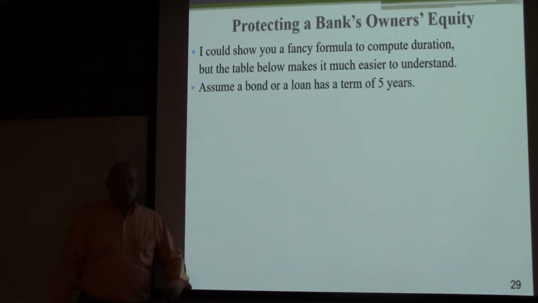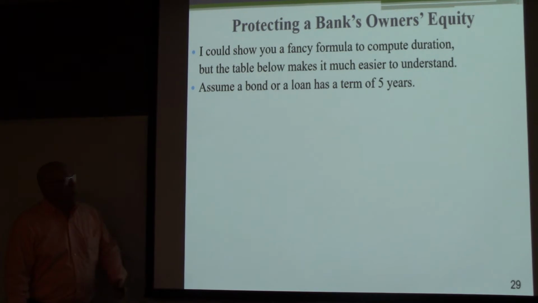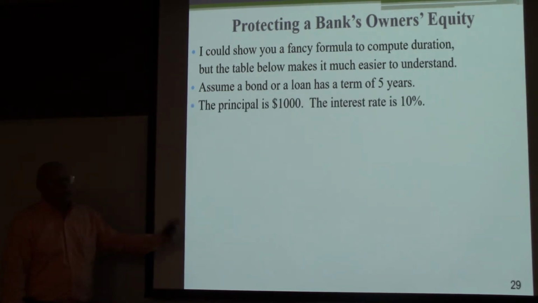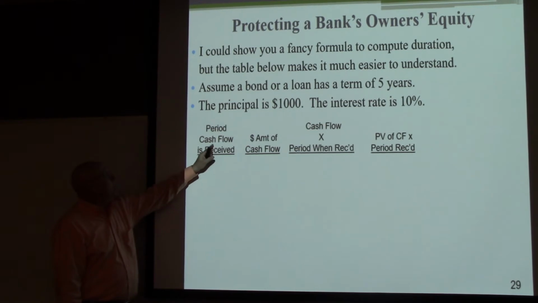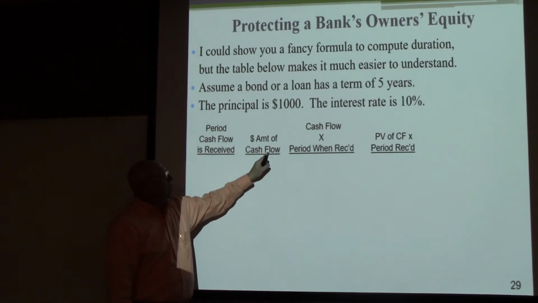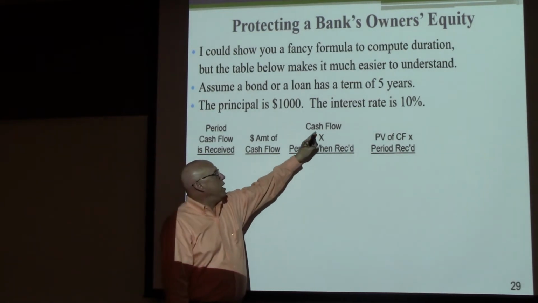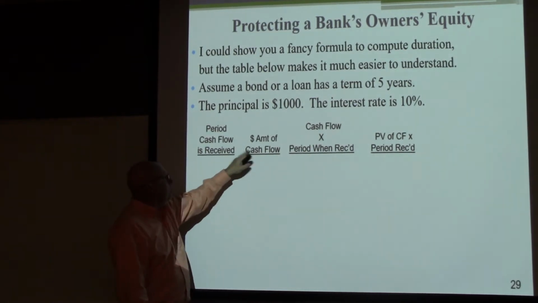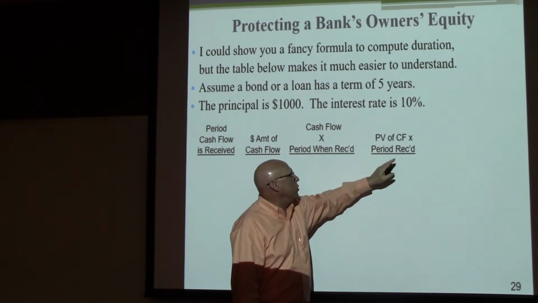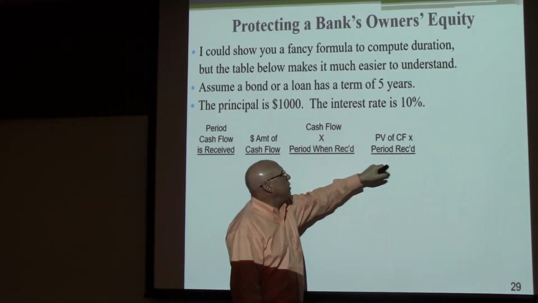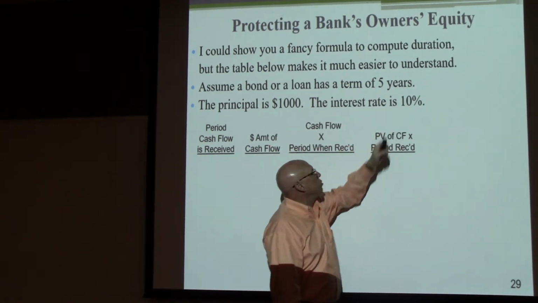Once you see the table, it's very clear how we calculate duration. So let's assume a bond or loan has a term of 5 years. The principal is $1,000. The interest rate is 10%. So this is what the table looks like. We have the period in which the cash flow is received, the amount of the cash flow, the cash flow times the period, and then the present value of the cash flow times the time period. And the discount rate is 10%.